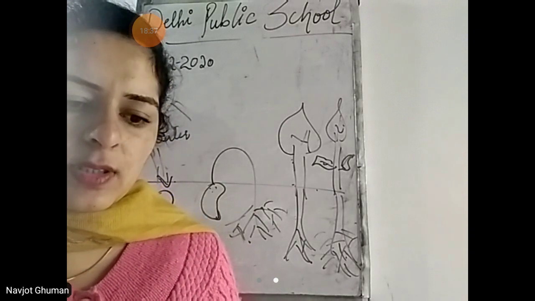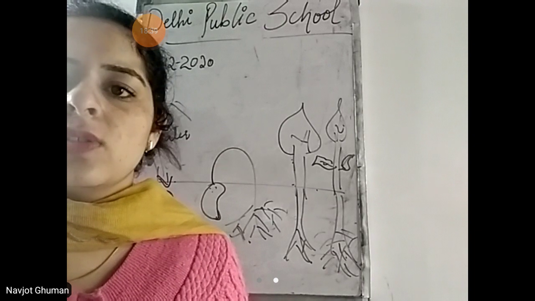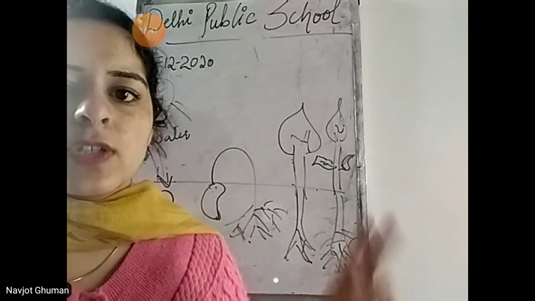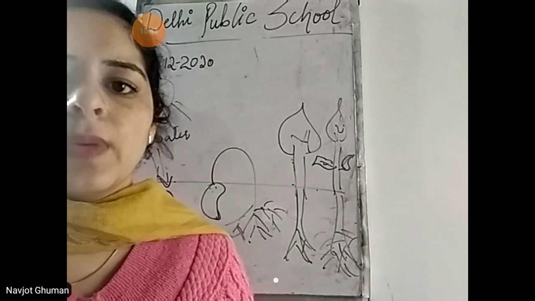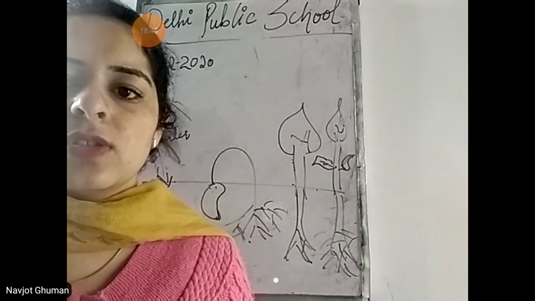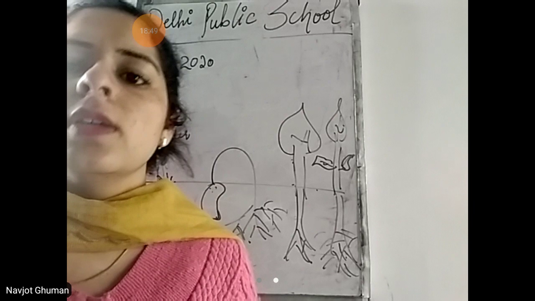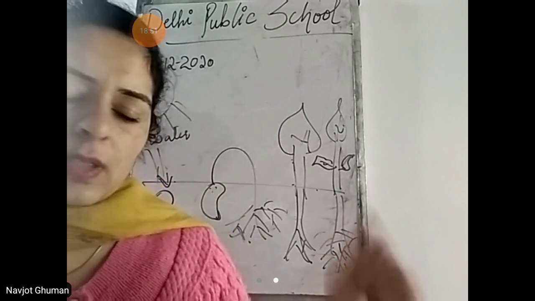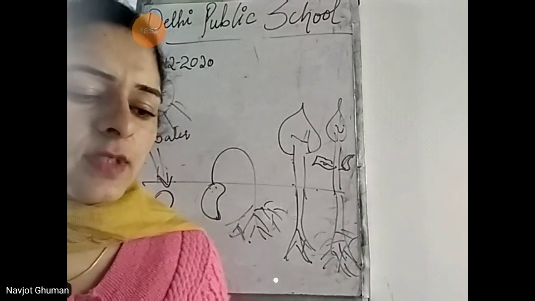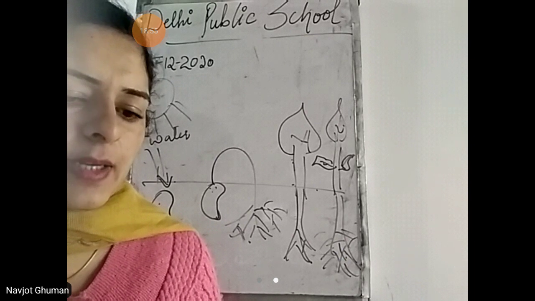What is germination? What do seeds need for germination? The process by which a seed gives rise to a new plant is called germination. A seed needs air, water and warmth for germination. So beta, this was all about chapter number 7, that is parts of a plant.